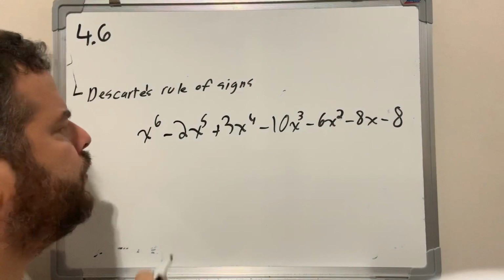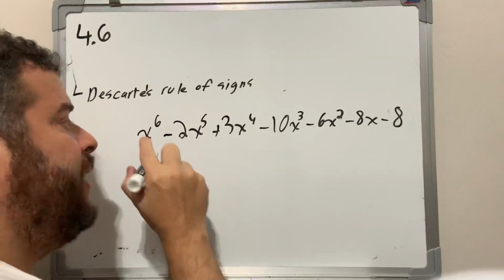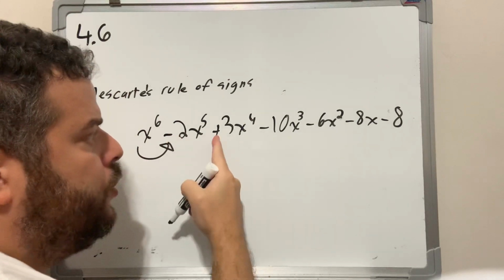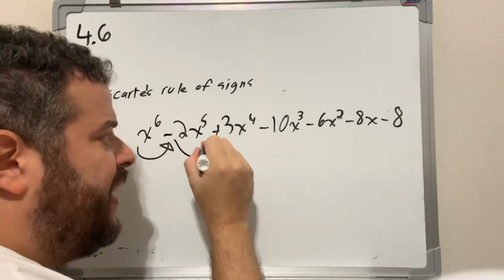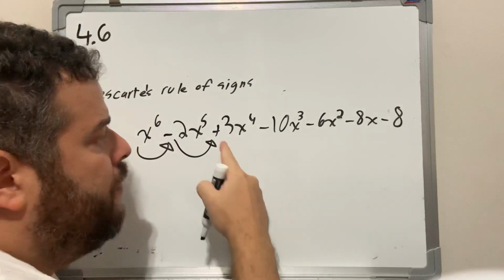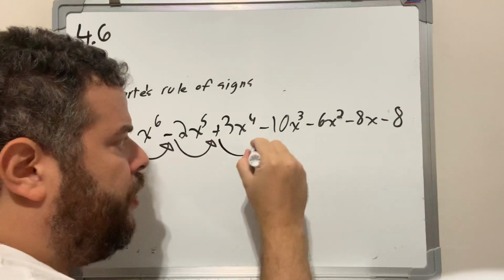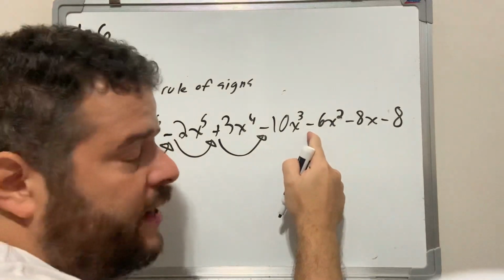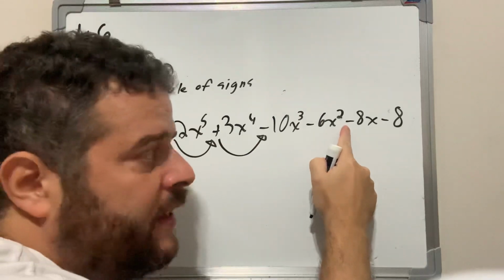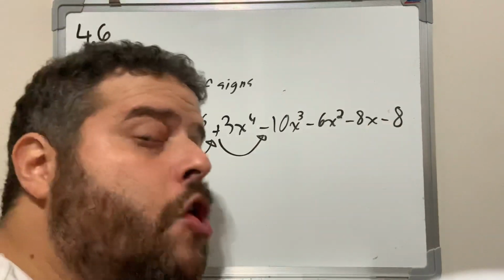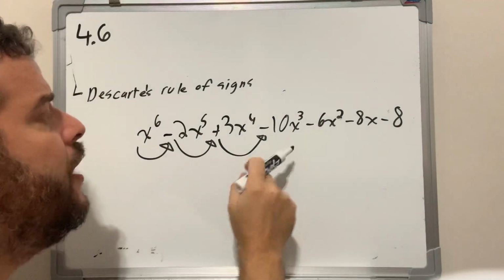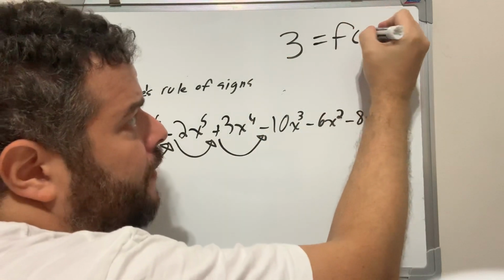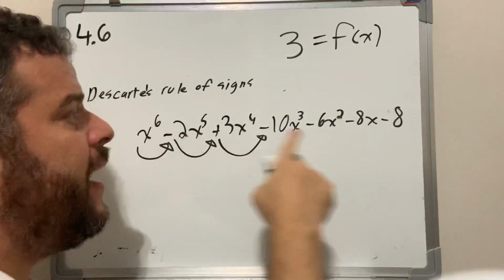So let's look at the first. Positive number to a negative number, a sign change happened there. From a negative number to a positive number, a second sign change there. From a positive to a negative, a third sign change happened there. And then negative to negative, no sign change. Negative to negative, no sign change. Negative to negative, no sign change. So I had 3 sign changes when f of x, when my x is positive.